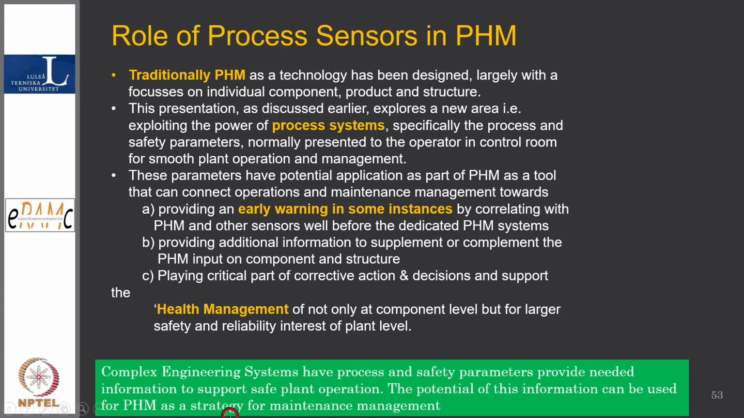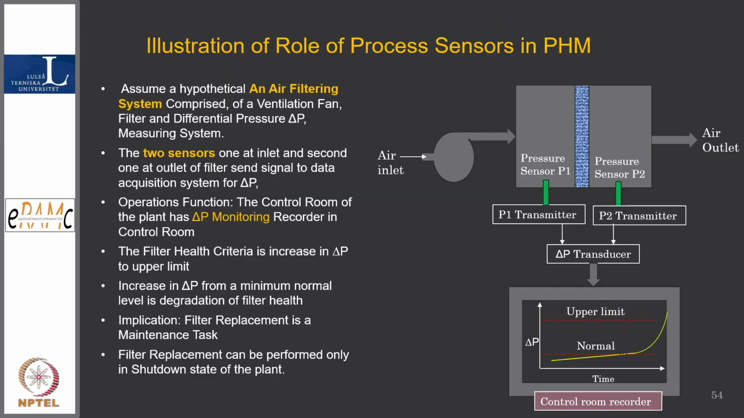So the takeaway is, complex engineering systems have process and safety parameters that provide needed information to support the plant. This is a normal condition. The potential of this information can be used for PHM as a strategy for maintenance management. For all of you who are hearing the lecture, how it can be implemented, especially if you are connected with a complex system, it will be helpful.